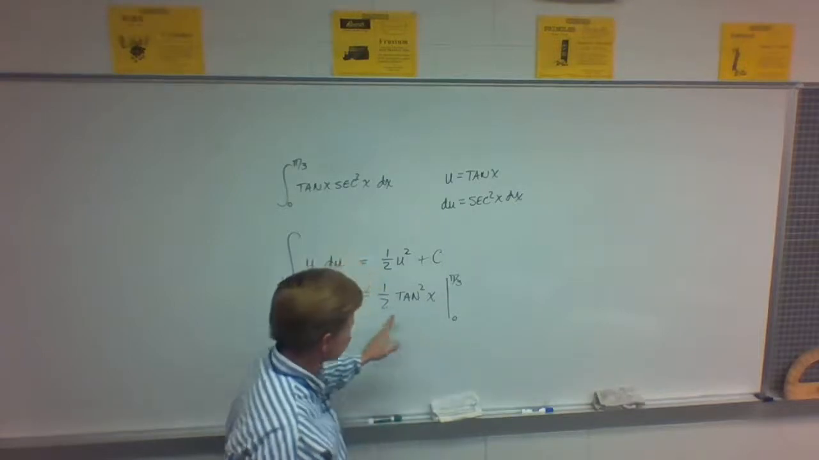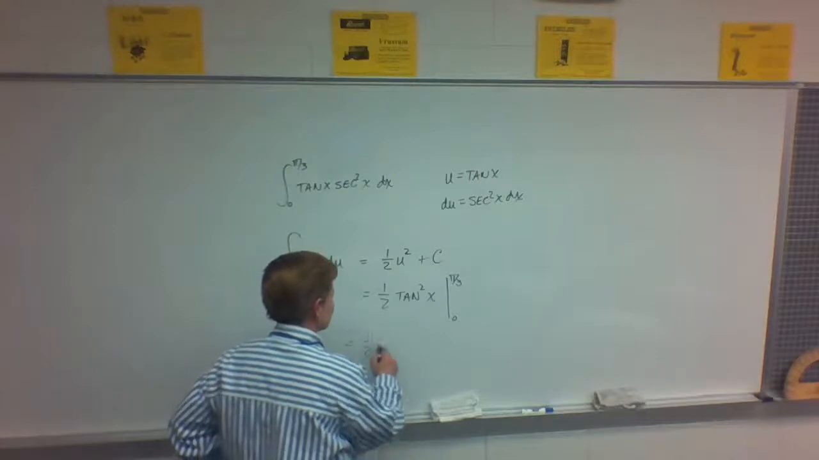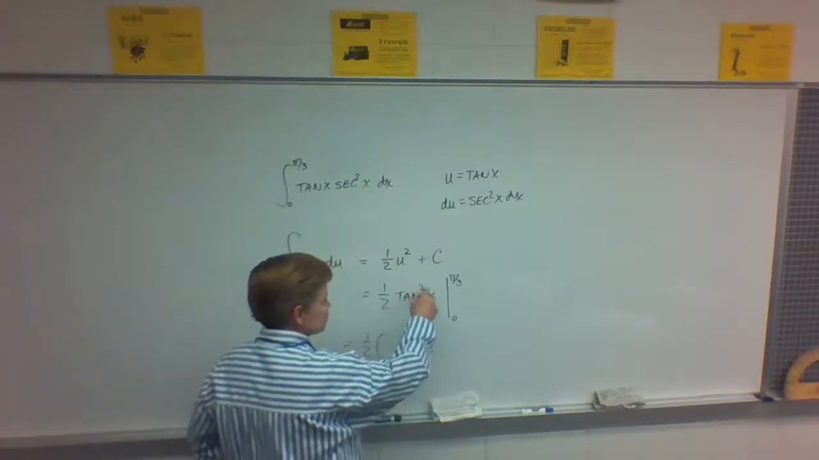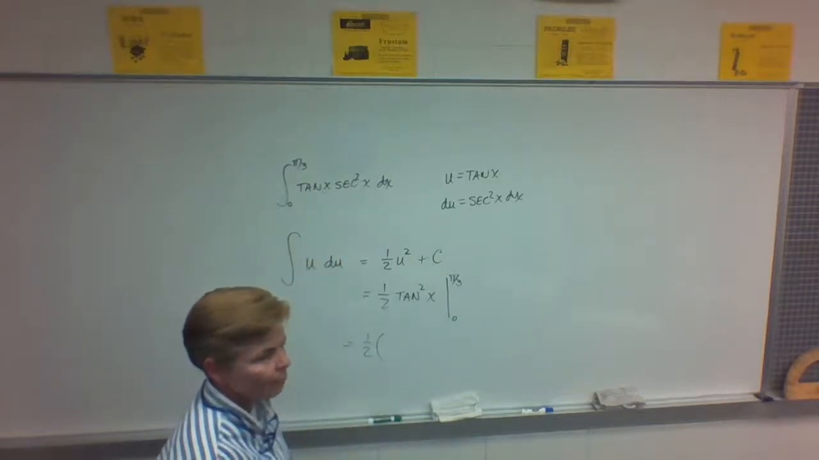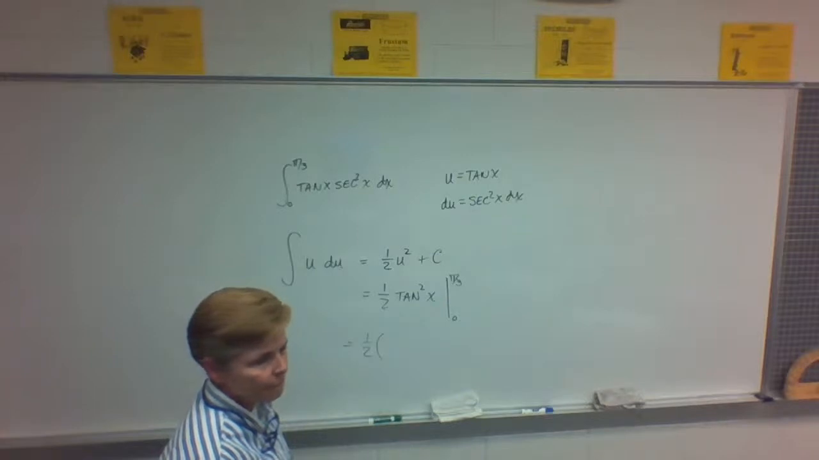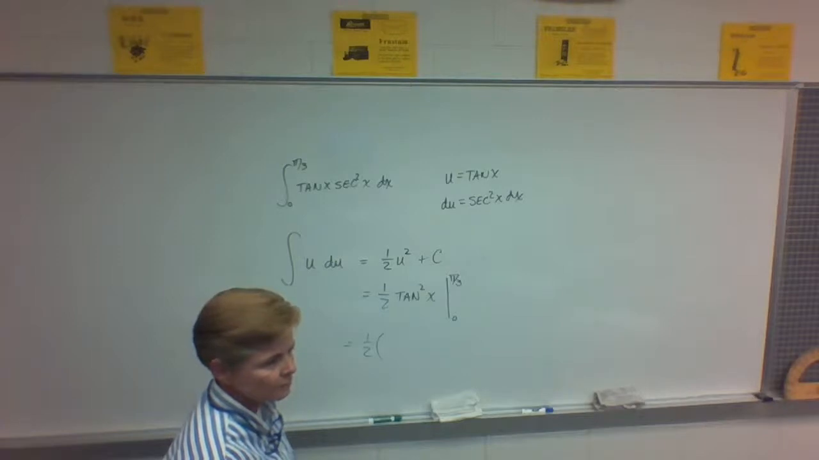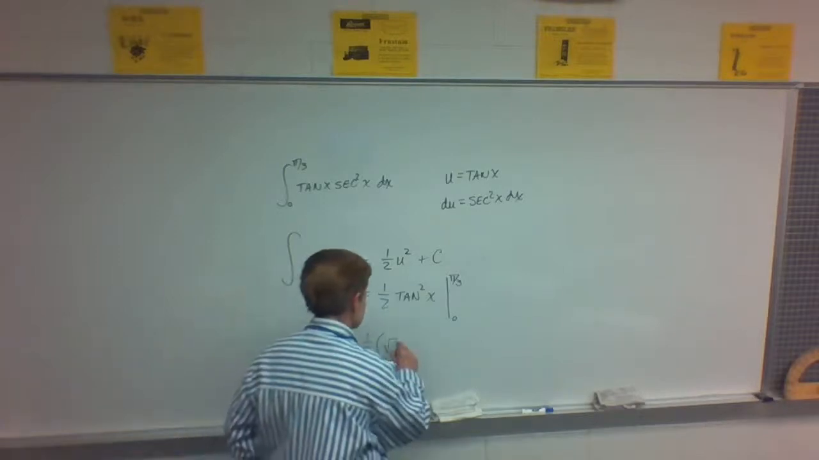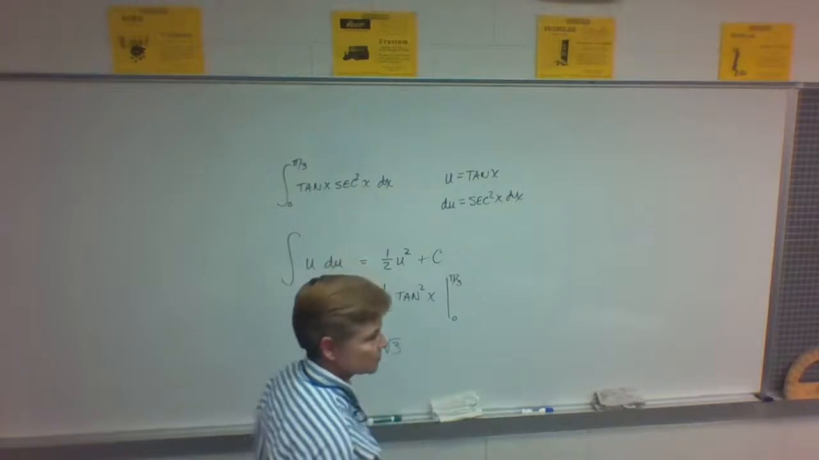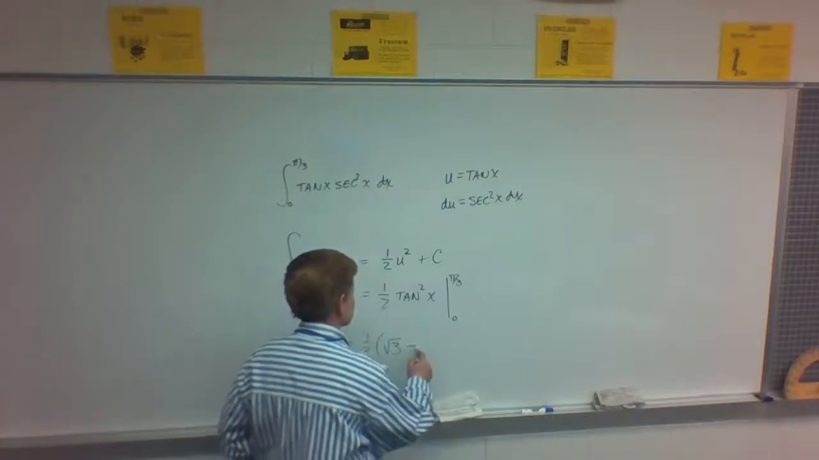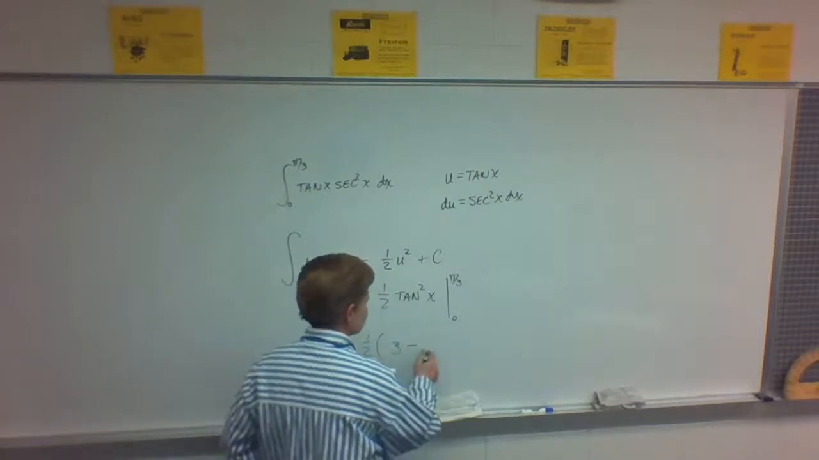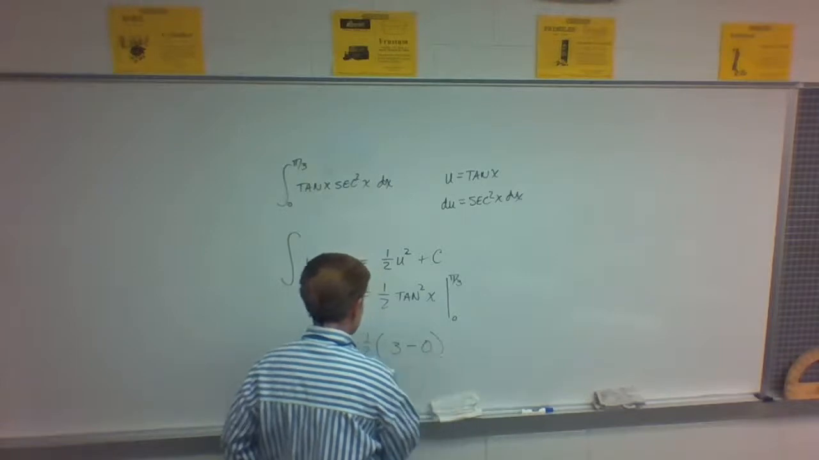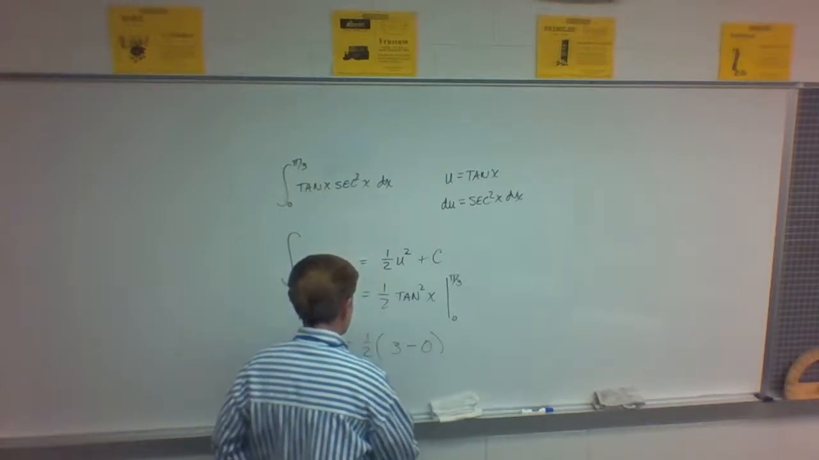Now we evaluate and we get 1/2 times parenthesis, what is tangent squared of pi thirds? Tangent of pi thirds is root 3, and squared it's 3. What's the tangent of 0? It's 0, and squared it's still 0. So we get 1/2 times 3 minus 0. So the answer is 3/2. Can you do that? Yes.